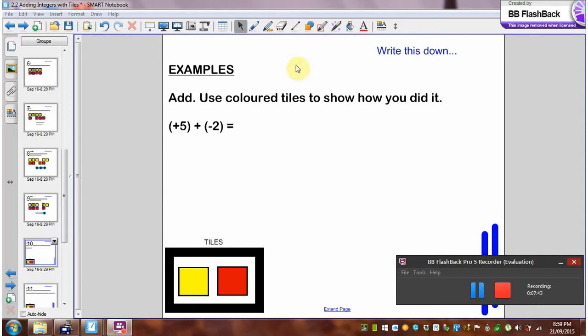Okay, so I want you to write this down. This is another example that you're going to see in the practice work for this lesson. So I want you to write down, add, use colored tiles to show how you did it, and then our equation here. So just write down these notes, pause until you have it written down, and then we're going to work on it together. Okay, so you should have it written down now. So add, use colored tiles to show how you did it.